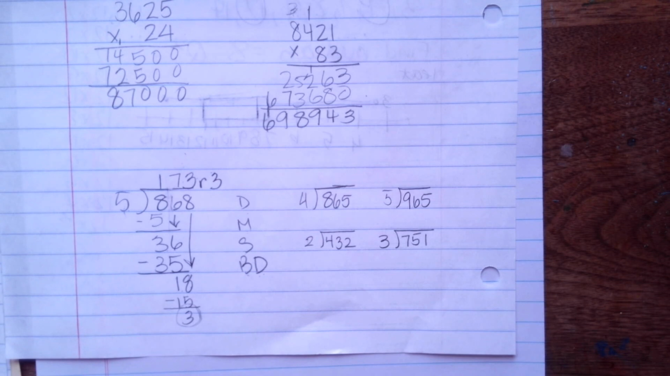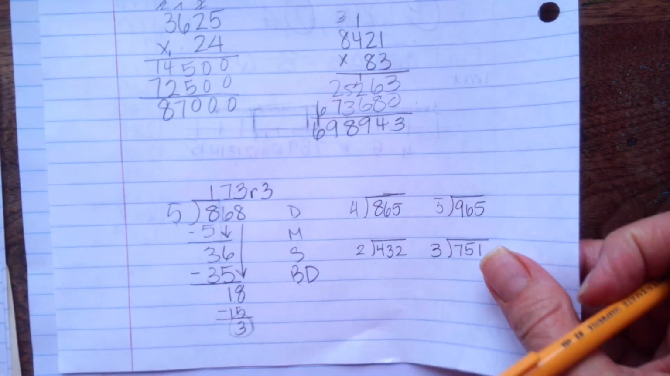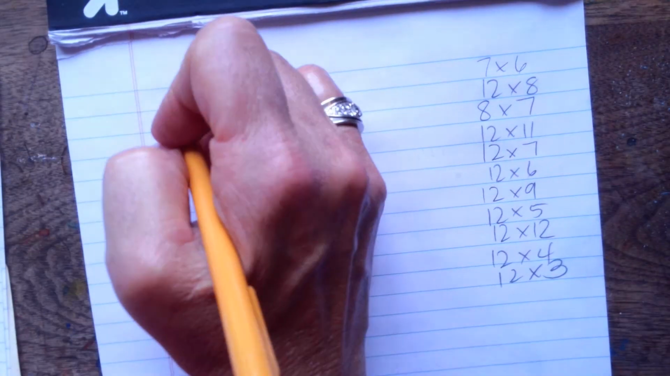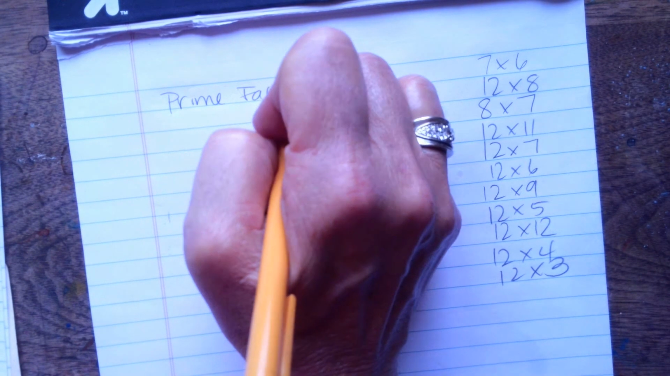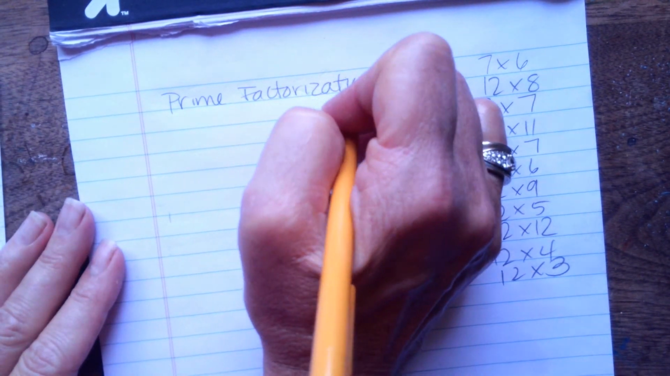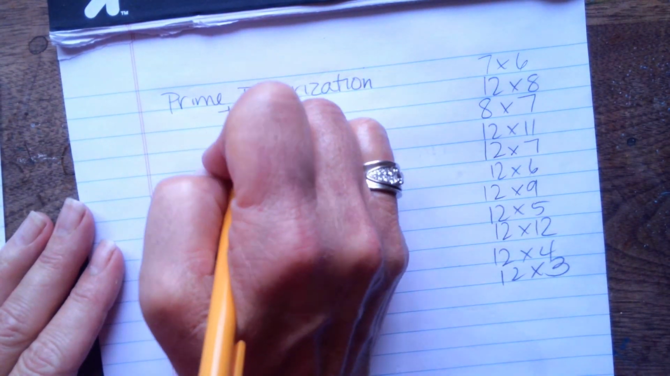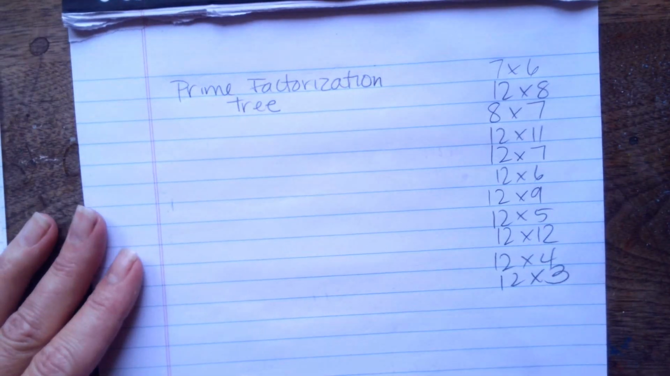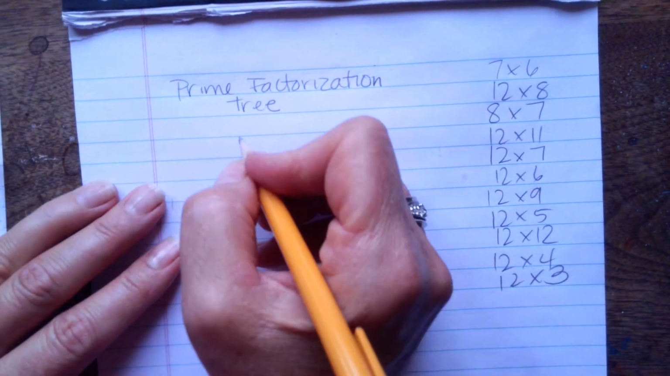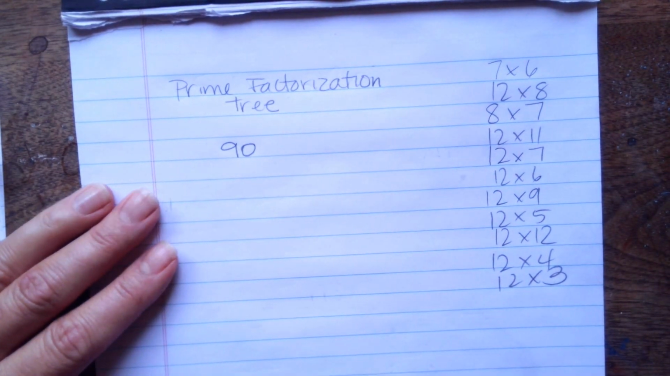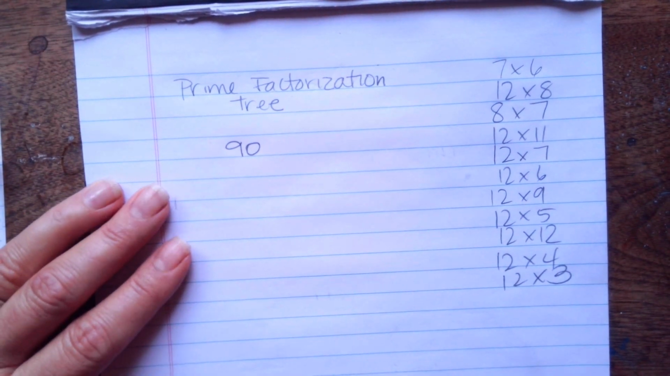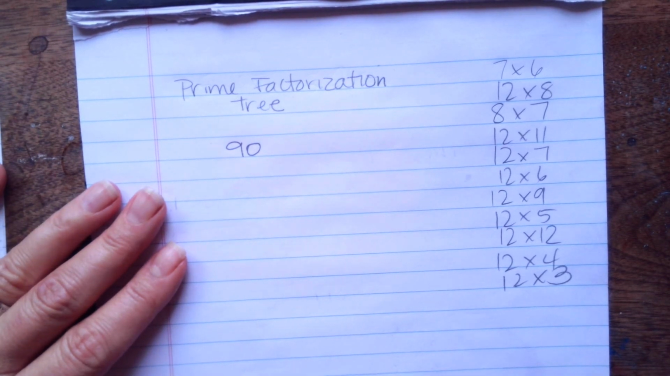The next thing we're going to do is something called prime factorization. I think it's pretty fun, actually. So what you're going to do is you're going to make a prime factorization tree, and we start with a number. So I'm going to start with 90, and we're going to think of 2 numbers that when multiplied together equal 90. So an easy one is 9 and 10, right?